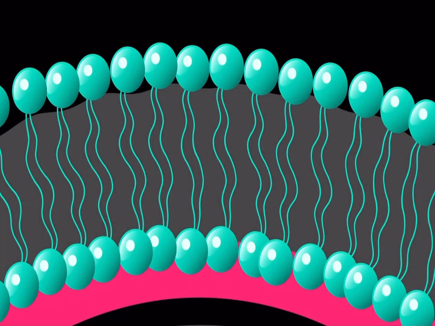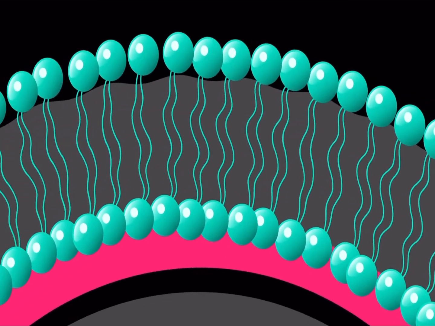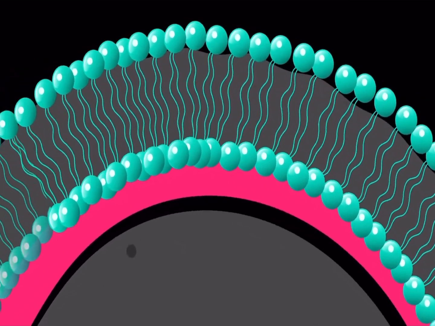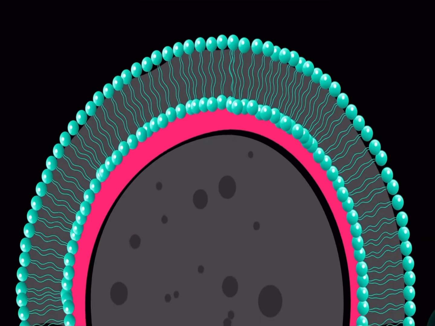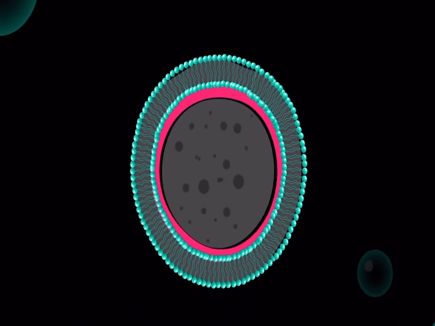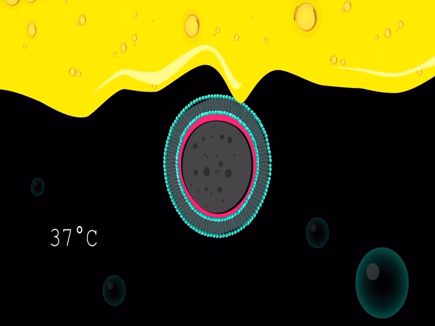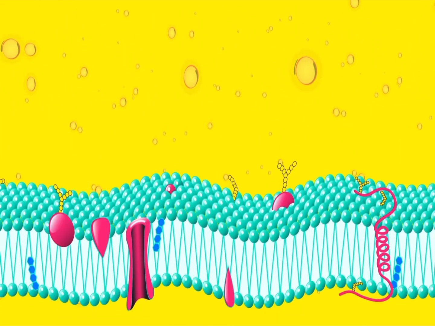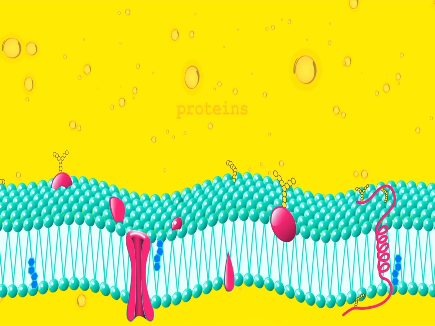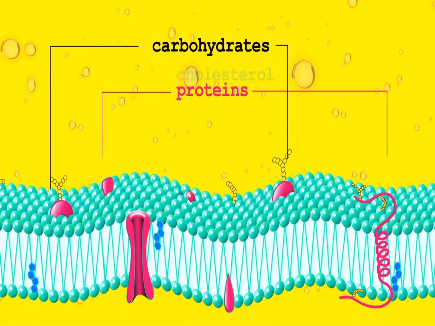the cell. The heads point in towards the cytoplasm and out towards the watery fluid external to the cell, with the lipid tails sandwiched in between. This bilayer, which at body temperature has the consistency of vegetable oil, is studded with other types of molecules, including proteins, carbohydrates, and cholesterol.